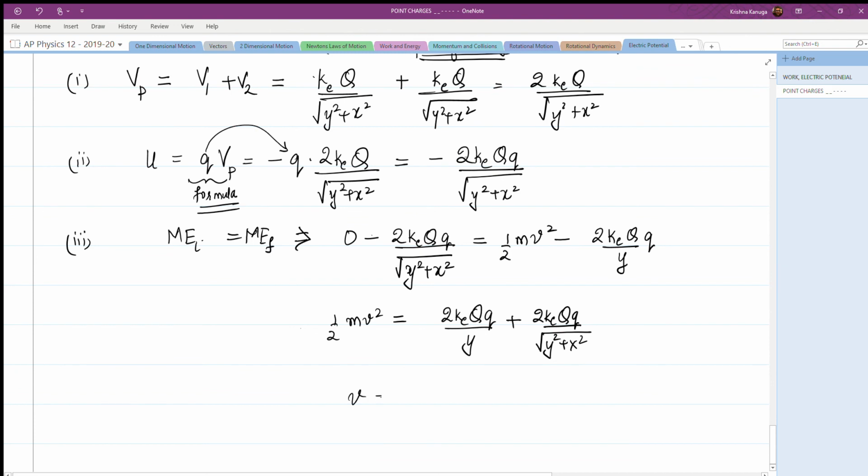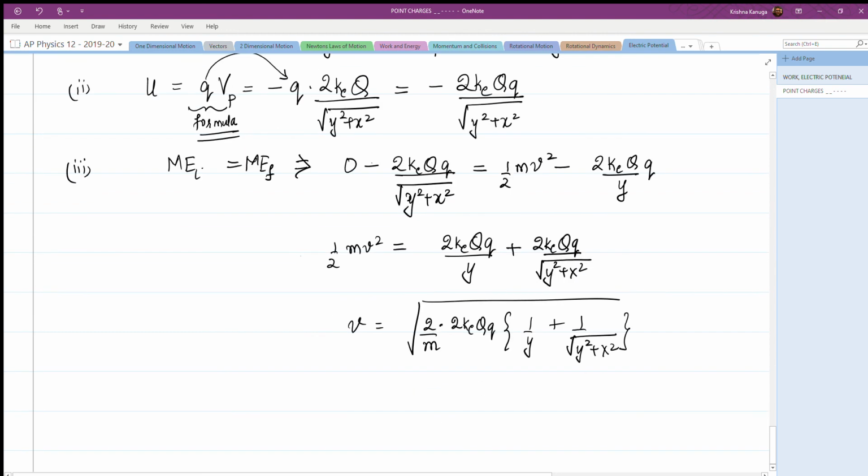From here we can solve for V. V is equal to square root 2 over M, and we can factor out a few terms, so times 2 KEQQ, and then in parentheses 1 over Y plus 1 over square root of Y square plus X square. This would be your speed. If you're given distances, of course you can then plug in the values and obtain results.